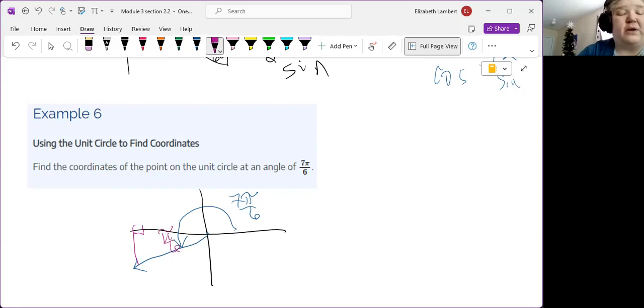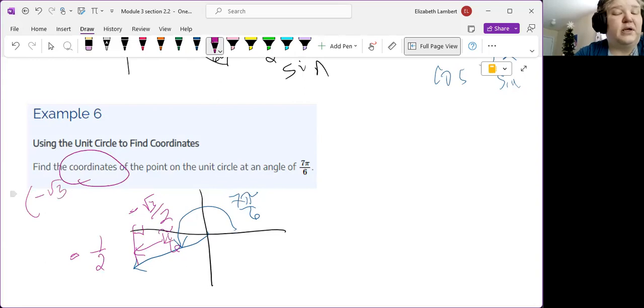And then our coordinate pair, pi over 6 is 30 degrees. 30 degrees is across from the shortest side. So this is a 1/2. Our long side is the square root of 3 over 2. But because we went left and down, both of those are negative. So the coordinates are negative square root of 3 over 2 and negative 1/2.